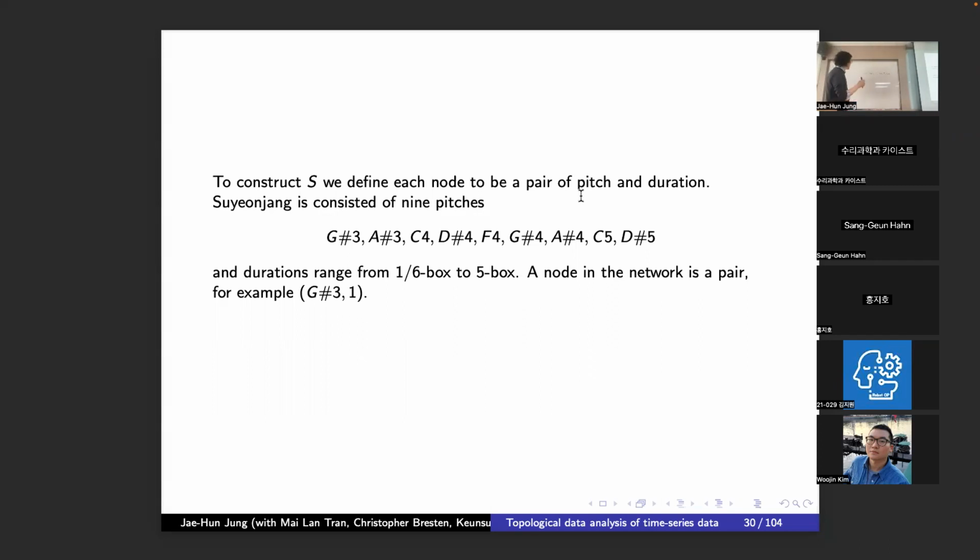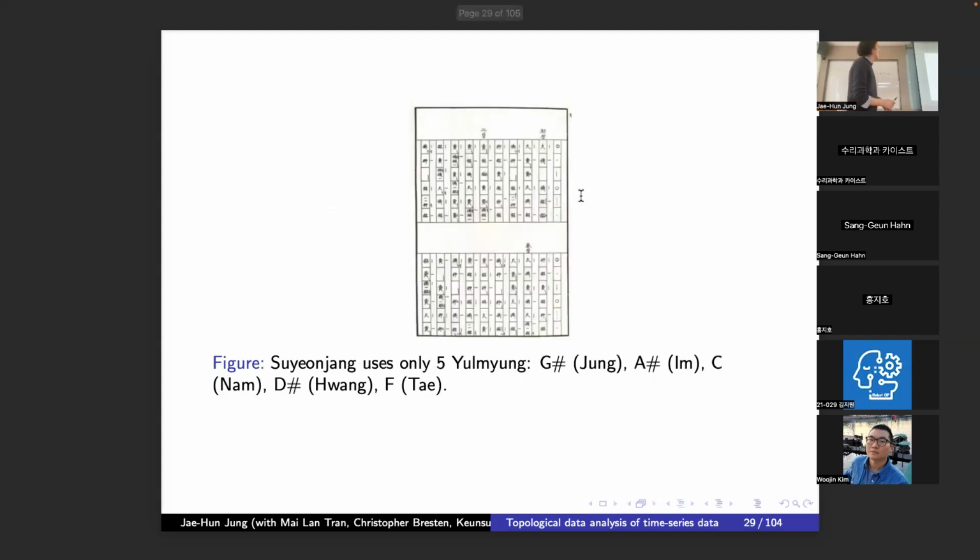So this is what we did: G sharp 3, and then some kind of duration. As you see, this music notation was invented by King Sejong. His most important and famous invention was Hangul, the Korean writing system. And then besides Hangul, his second greatest invention is the Cheonggam.